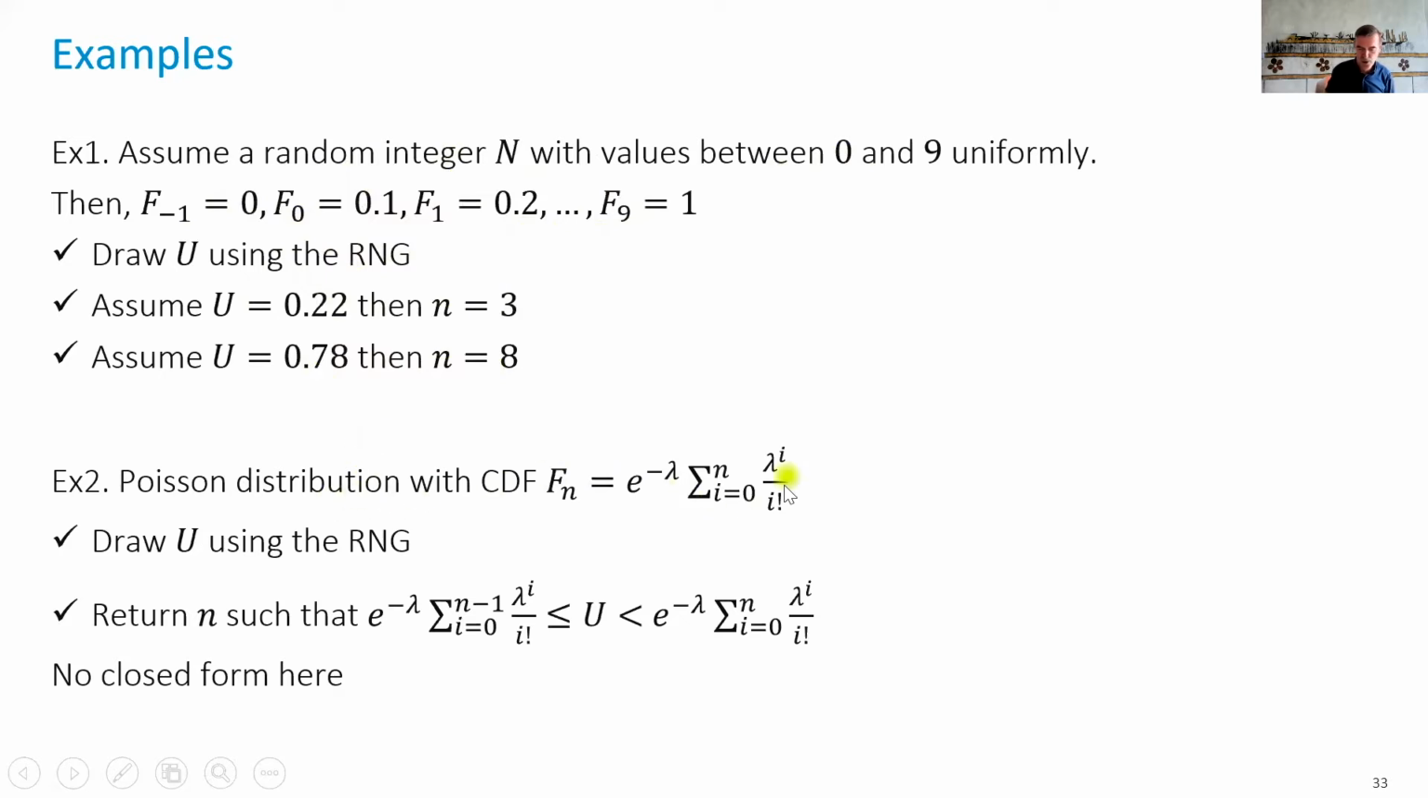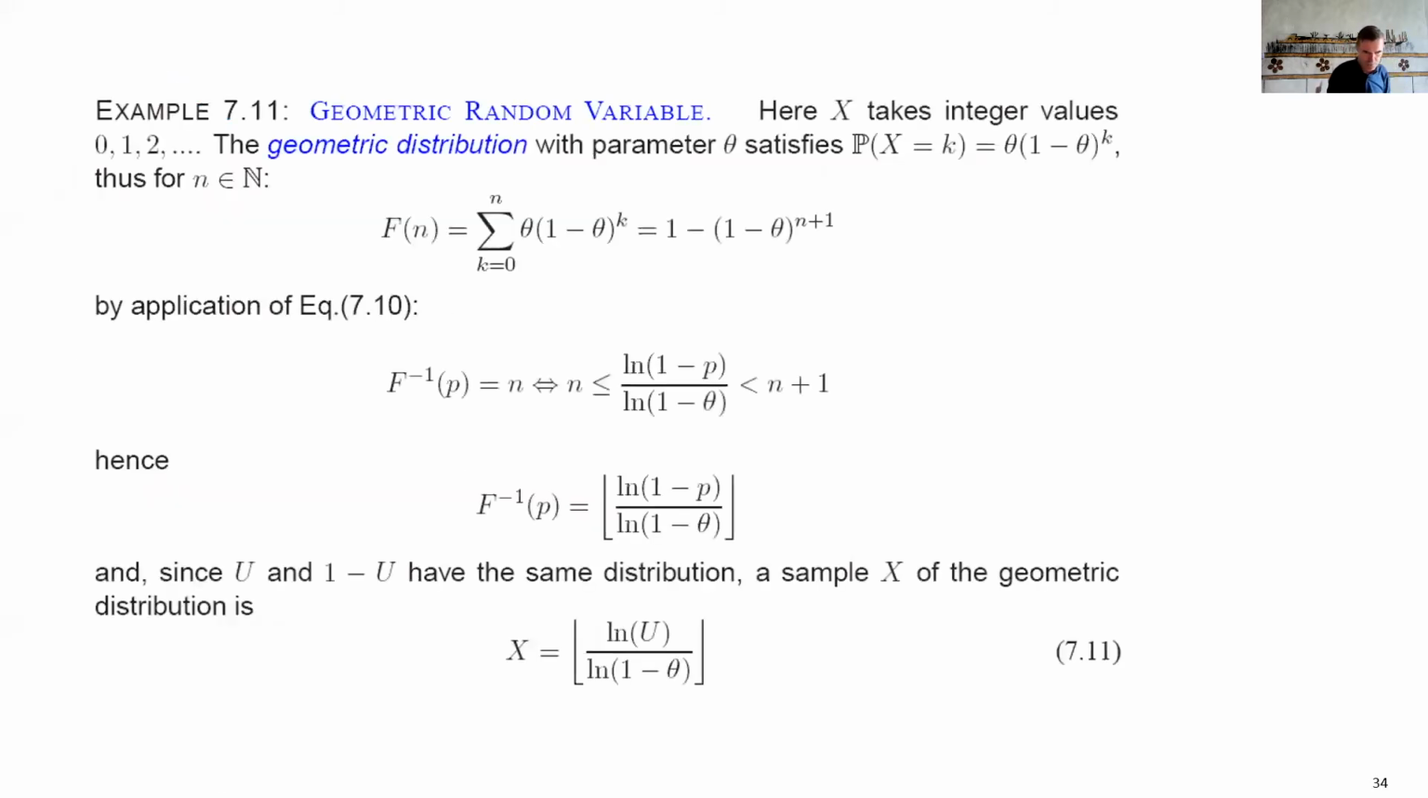The Poisson distribution is given by this formula here, so I can similarly have something a bit more complicated that can be computed numerically, but we will see that there are smarter ways to find samples from the Poisson distribution. A distribution that is also useful to think about theoretically is the geometric distribution. There are variants of the geometric distribution depending on whether we consider that it starts at 0 or at 1. Here it's the version that starts at 0.